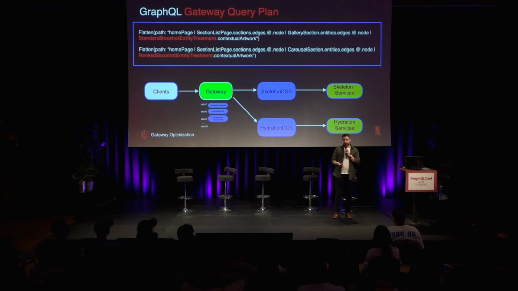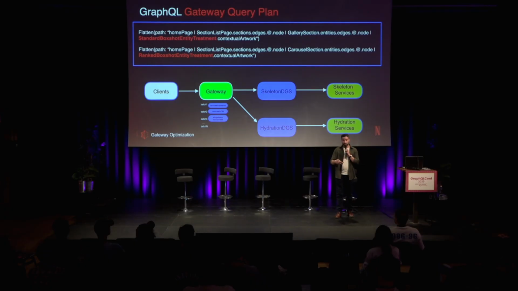So why did that happen? When you look at the gateway query planning layer, like I mentioned earlier, we have these signals that we're providing to the client, right? So what the gateway was doing was, for every unique set of signals, that was actually a different batch to the hydration DGS.